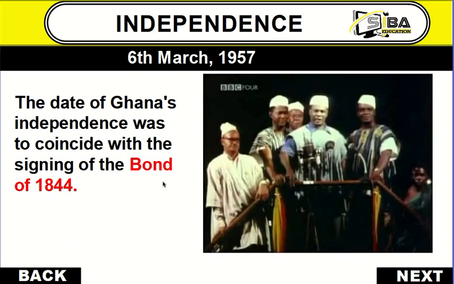So the date was set for Ghana's independence. However, this date coincided with the signing of the Bond of 1844. If you remember, in our previous lessons, we said the Bond of 1844 initiated Ghana into colonialism, and the same date brought Ghana out of colonialism. Now, let's look at Nkrumah declaring independence.